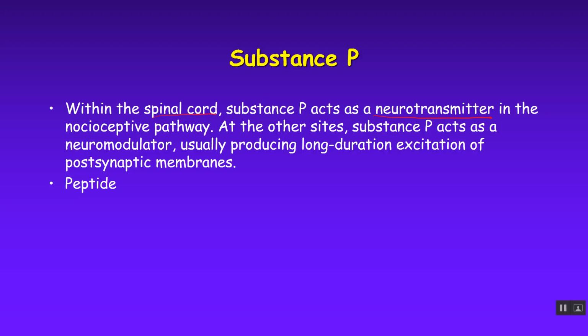But it also can act at other sites as more of a neuromodulator and bind to specific G protein receptors that have an affinity for substance P and will cause more long-duration excitation, and that's when we get to what we call the slow aching pain pathways.